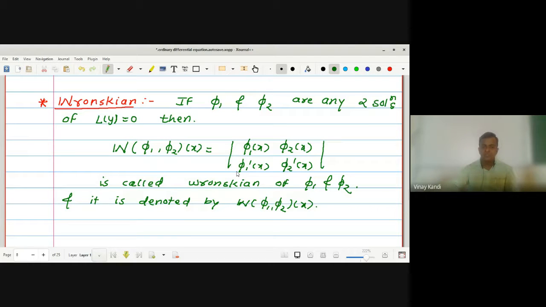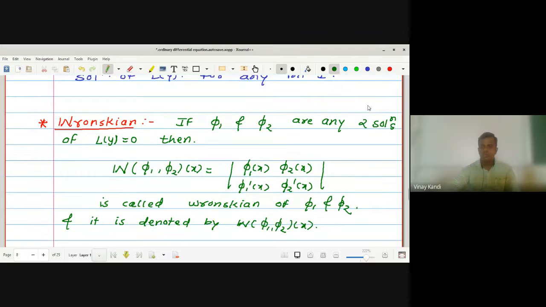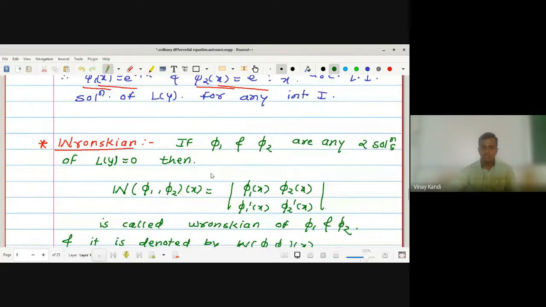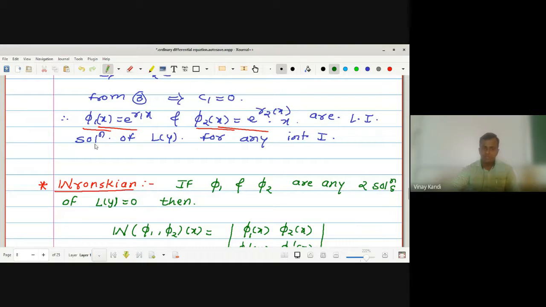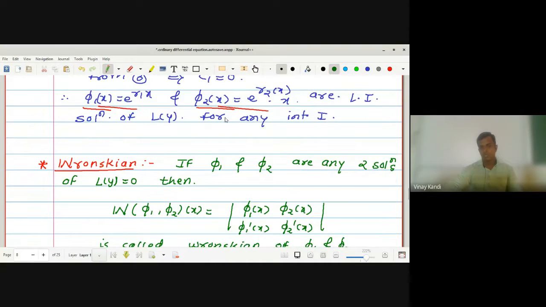Now here it says, if phi 1 and phi 2 are any two solutions, here it means any two solutions of L of y. Now what were phi 1 and phi 2 earlier? They were independent solutions, different from each other. They form the basis of that solution space. Okay, now if this phi 1 is a solution, this phi 2 may be a scalar multiple of phi 1.